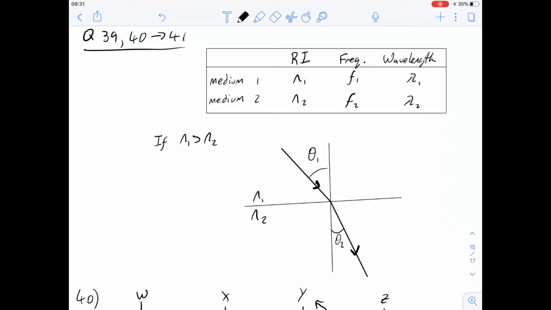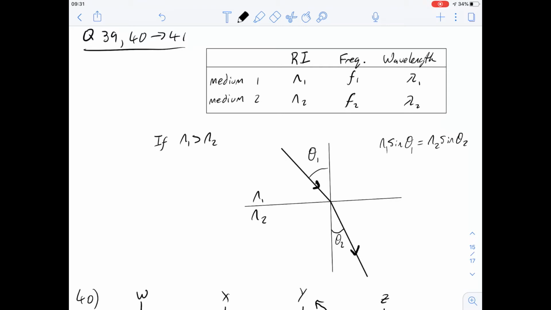So it says, if N1 is greater than N2, which are the refractive indices, then what does that mean for frequency and wavelength? Traveling from one medium into another would not affect the frequency, but it could affect the wavelength. And that's because of Snell's law. So you might already know about Snell's law, but you could say in this case that the refractive index N1 multiplied by sine theta 1 has to be equal to N2 sine theta 2. So this is called Snell's law.